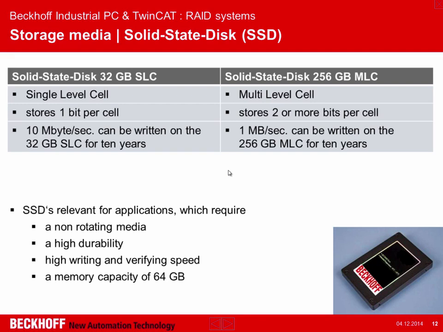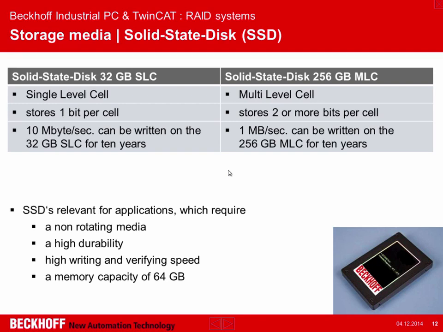This short table here shows you experiences Beckhoff made in internal tests. You can see that with a single-level cell disk we can read and write up to 10 megabytes per second for over 10 years on a very small device with only 32 gigabytes. On the right side, where we use the multi-level cell, we can only write 1 megabyte of data on a very large device for over 10 years. So there's a tremendous quality factor between these 2 devices.